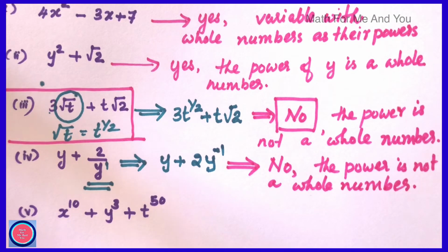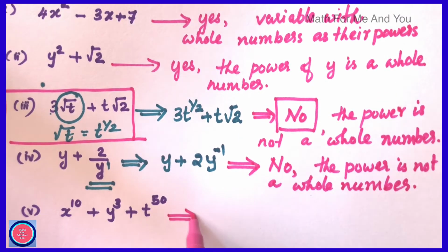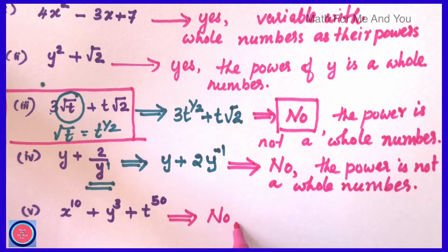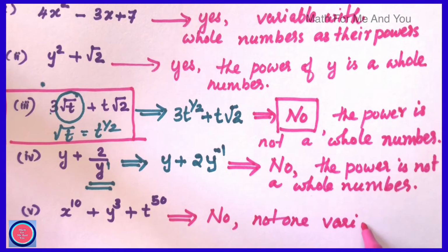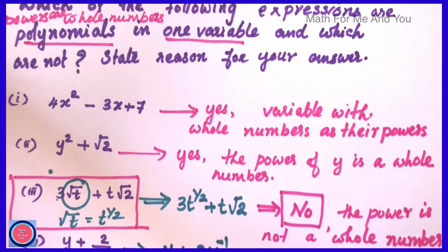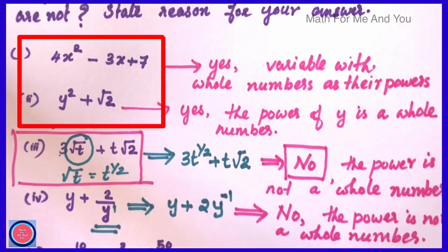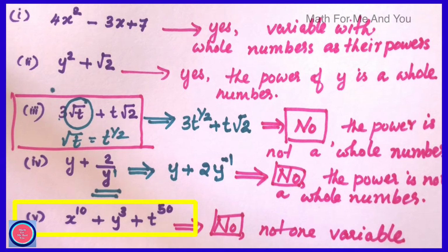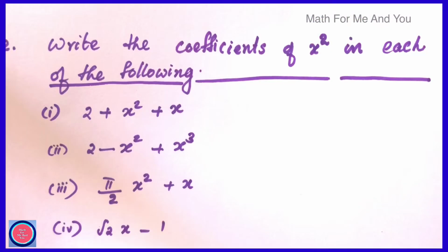Look at this one. Is this a polynomial in one variable? No, it's not a polynomial in one variable. The reason is there are three variables: x, y and t. This is a polynomial but not in one variable. So here the first two are polynomials in one variable. Third and fourth are not polynomials. And the last one, even though it's a polynomial, is not in one variable.